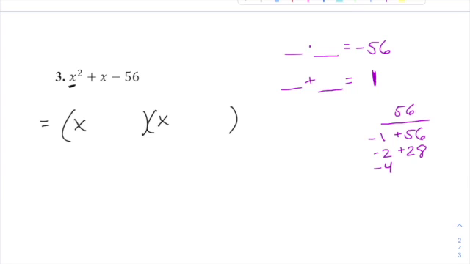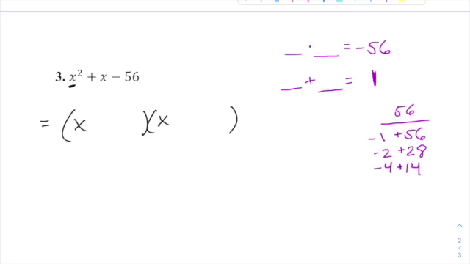But again, make the smaller number the negative one because it's adding up to be a positive number. So the bigger one has to be the positive one. And so 4 times 14. So negative 4 times positive 14. That adds up to be positive 10. So we're getting closer to being positive 1.